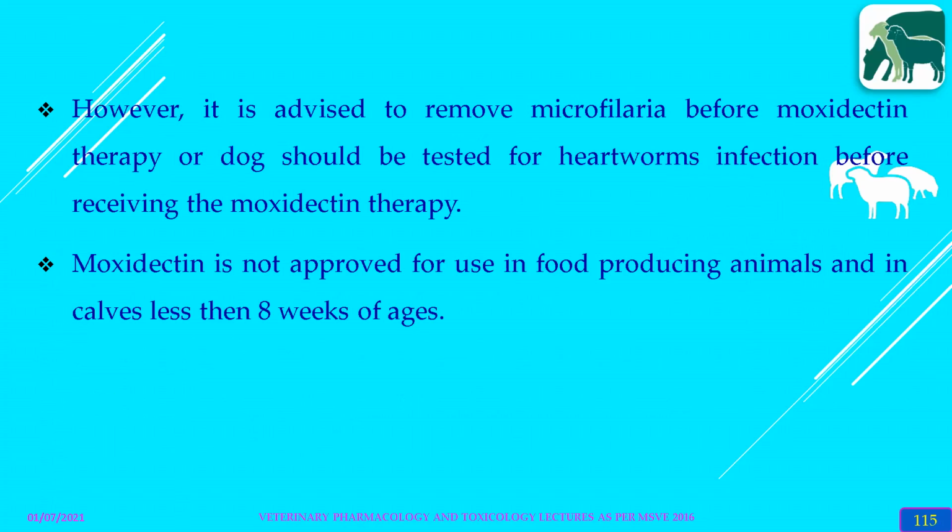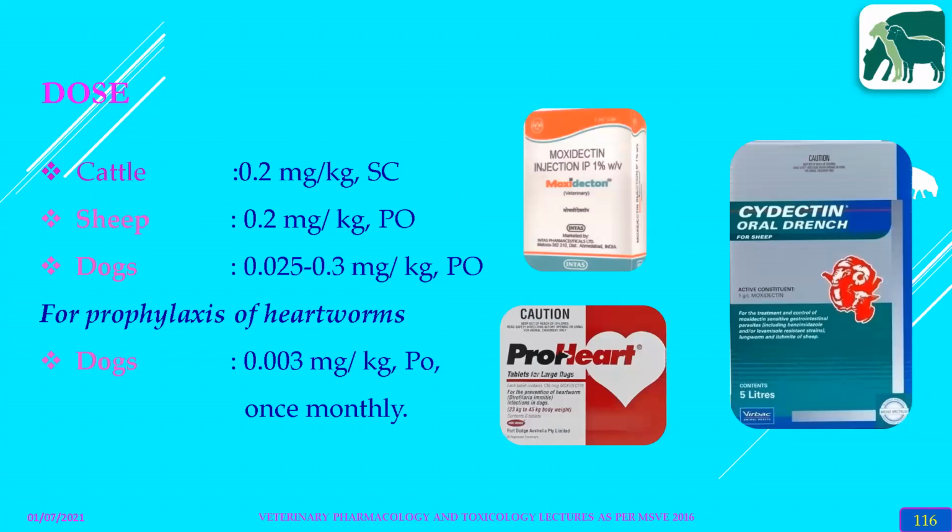Also, moxidectin is not approved for use in food-producing animals like sheep, goat, and cattle, and in animals less than 8 weeks of age. The dose is the same, 0.2 milligram per kg, in almost all the animals except dogs, where it is 0.003 milligram orally. In case of cattle, a subcutaneous injection is administered.